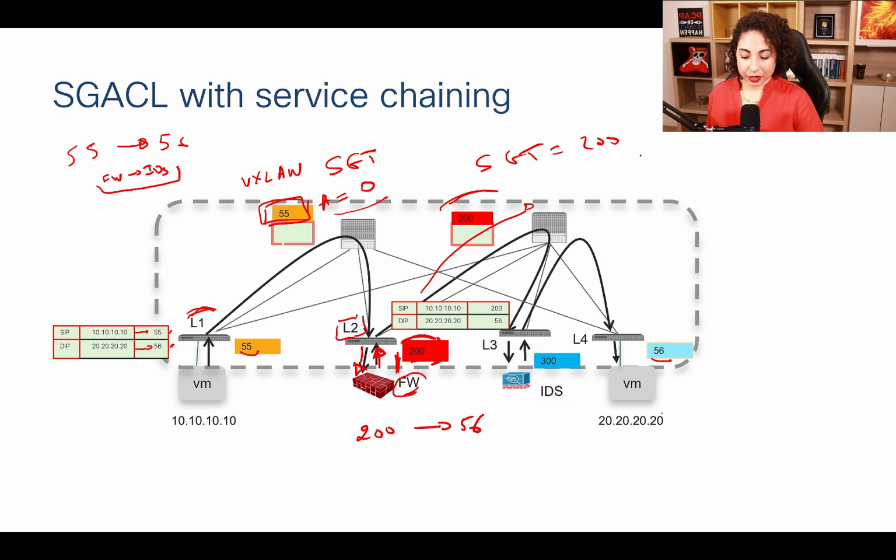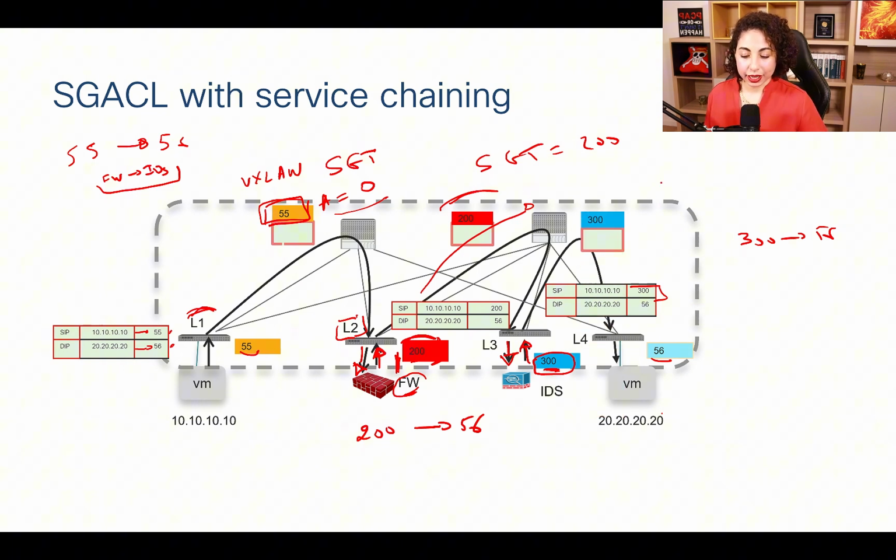And the last step is that we are going to cross Leaf 3 and reapply the policy, send it to the IDS. When we come back from this interface, we are positioned into the layer 4, layer 7 ESG for the IDS, which has a tag of 300. And now the contract that we are considering becomes a contract from 300 to 56. And this time the contract is simply a permit.